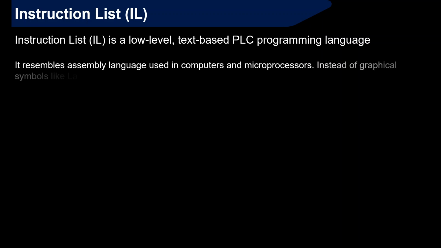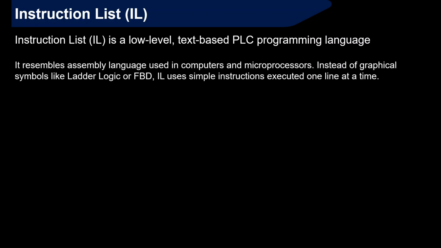Instruction list. Instruction list is a low-level text-based PLC programming language. It resembles assembly languages used in computers and microprocessors. Instead of graphical symbols like ladder logic or FBD, instruction list uses simple instructions executed one line at a time.